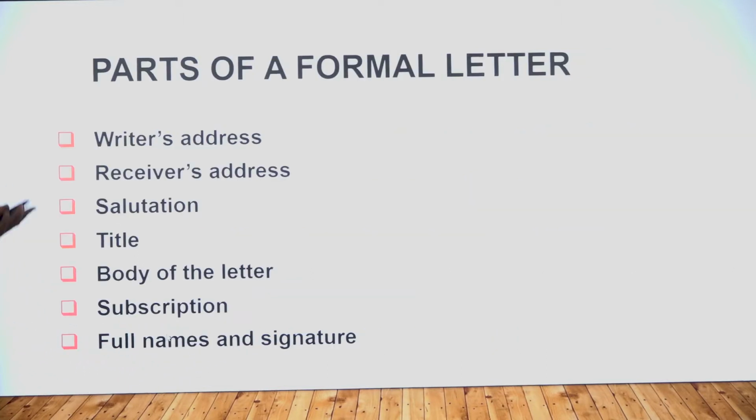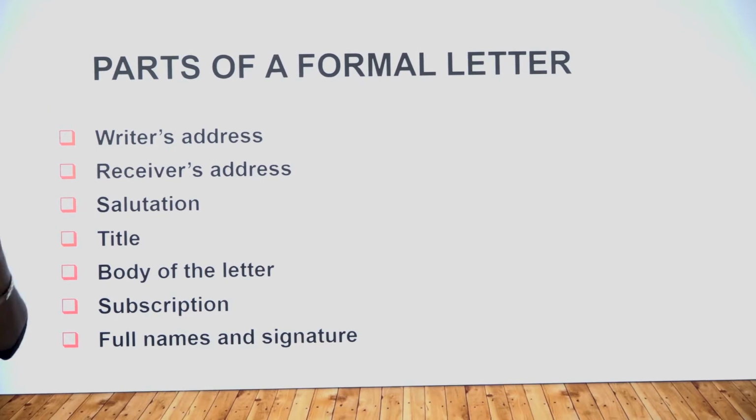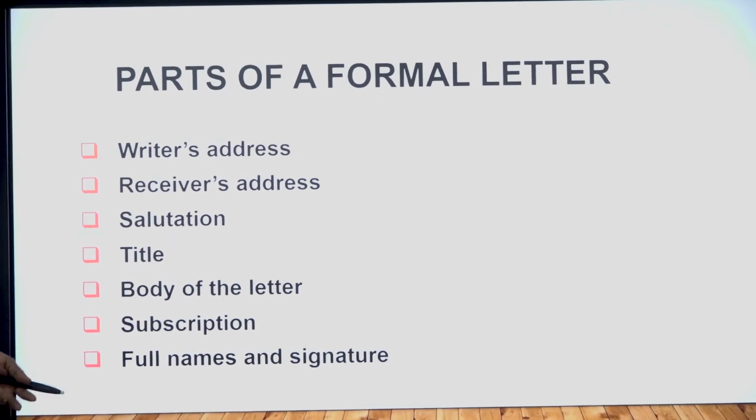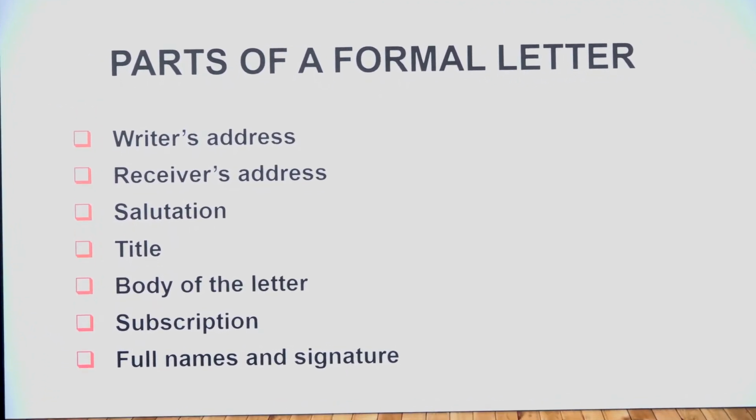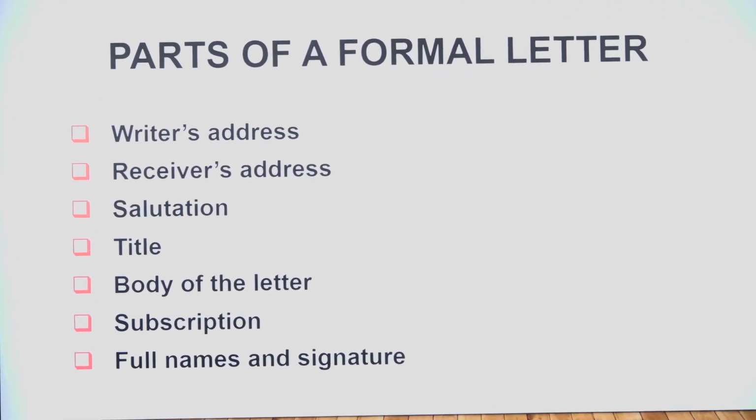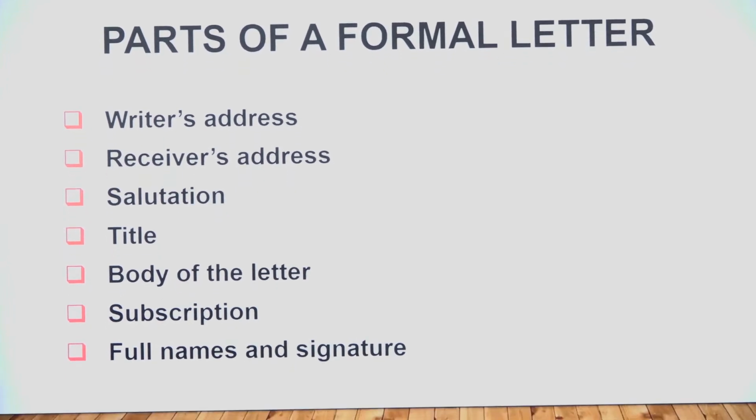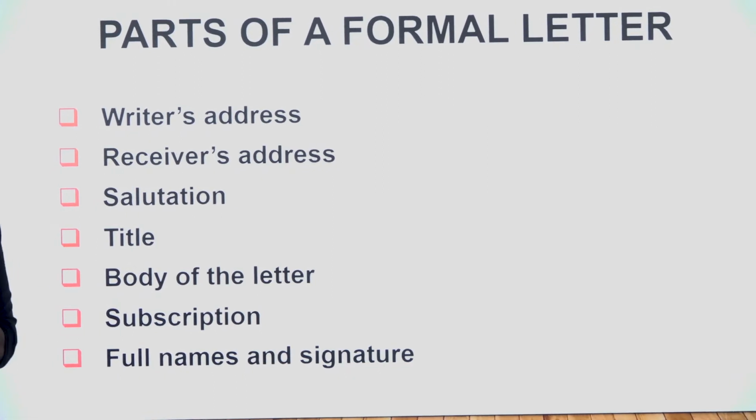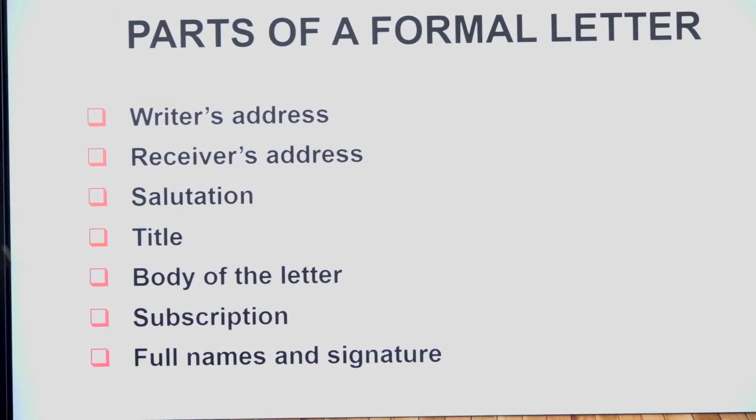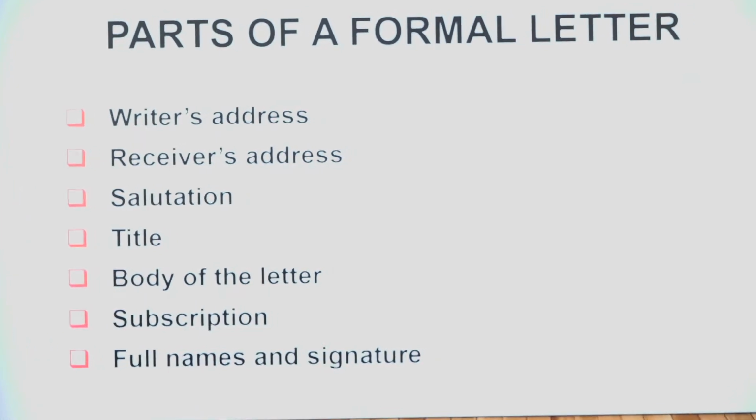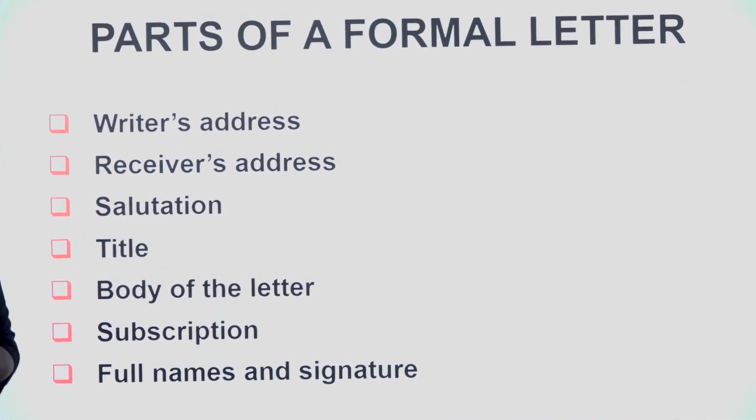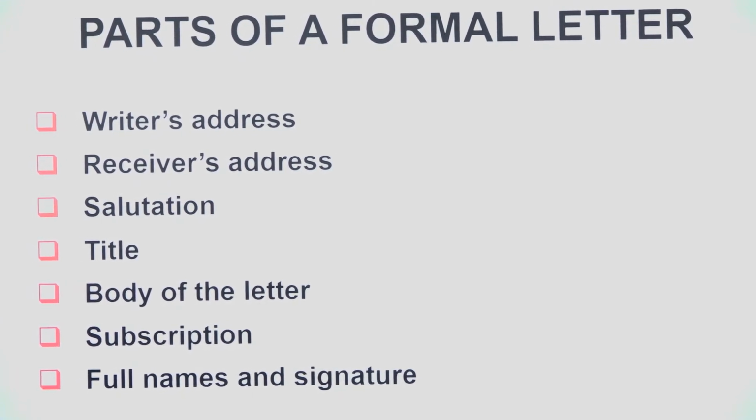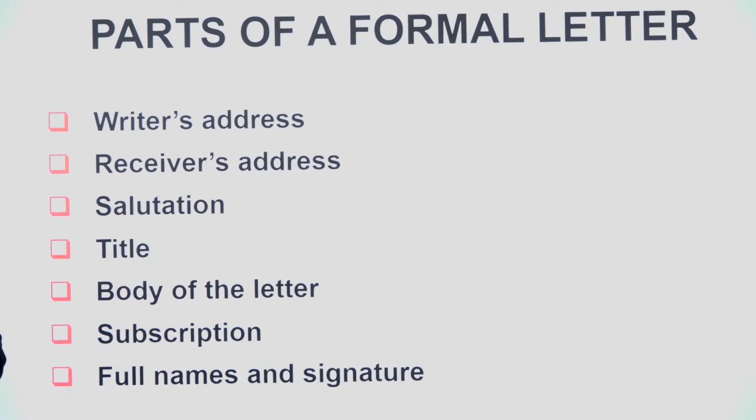Now let's look at the parts of a formal letter. What are the necessary parts that you will see, and you know that this letter is a formal letter? What are the features or parts you identify, and you know that this letter is a formal letter? The first thing to see there is the writer's address. The writer's address is the address of the person writing the letter. If you are writing a letter of application, your own address, where you can be located in case the receiver wants to find you. That is your address.